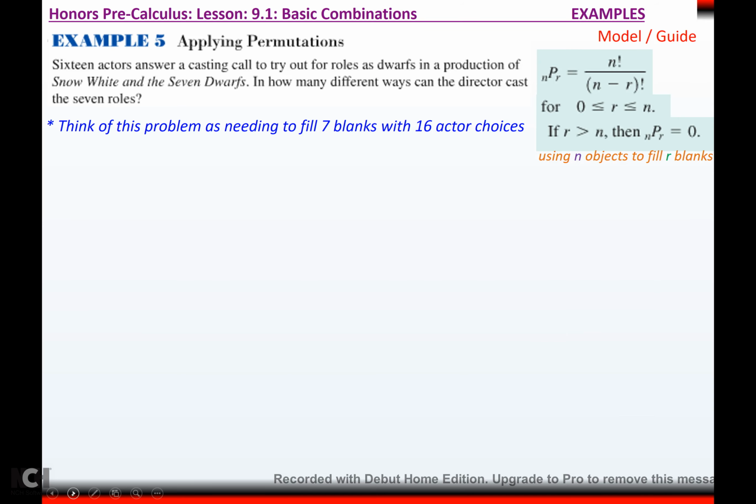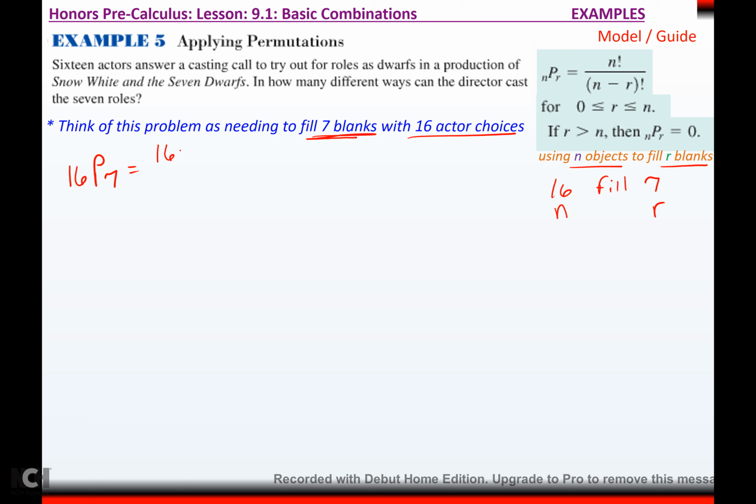Okay, it says 16 actors answer a casting call to try out for roles as dwarfs in a production of Snow White and the Seven Dwarfs. In how many different ways can the director cast the 7 roles? Think of this problem as you need to fill 7 roles and you have 16 actor choices. So if you think of it, you have n objects and you have to fill r blanks. I have 16 objects and I need to fill 7 roles. That makes my n 16 and my r 7. So what I'm finding is 16 objects taken 7 at a time.